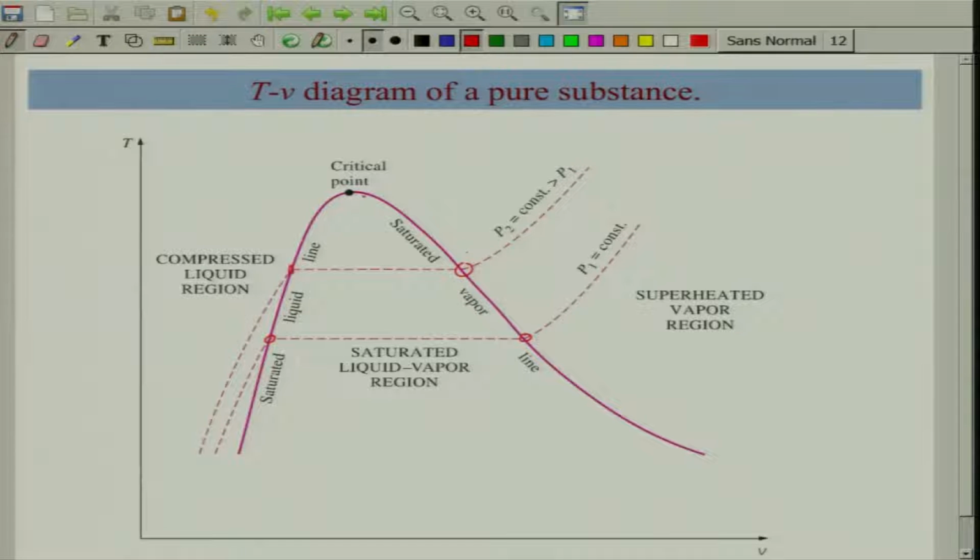So, what you get is truly the TV diagram. Earlier you had only the isobar lines, but now you have the complete phase diagram. In between you have the saturated vapor-liquid region, the left side is the compressed liquid region, and the right side is the superheated vapor region. This is a typical TV diagram of a pure substance.